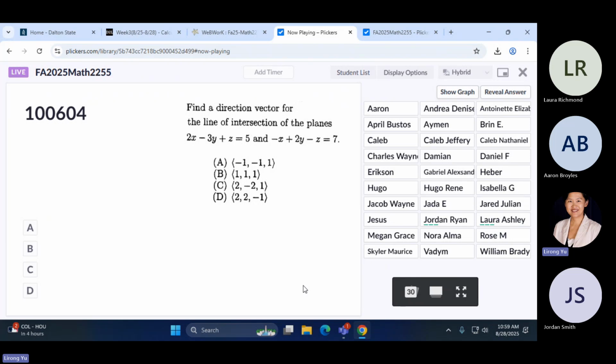So you find the normal vector to the first plane, that's 2, -3, 1. And the normal vector for the second plane is -1, 2, -1. And the cross product between the two is the vector that's giving the direction of the line. Let's calculate.